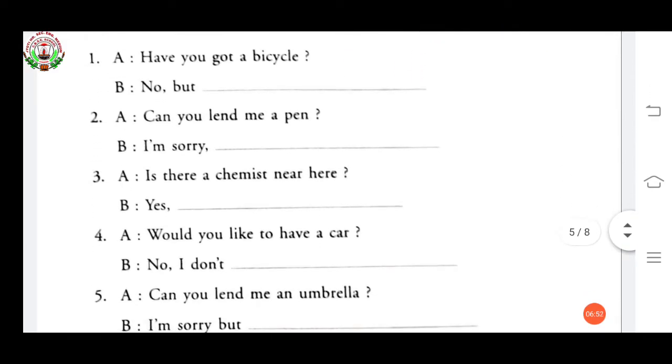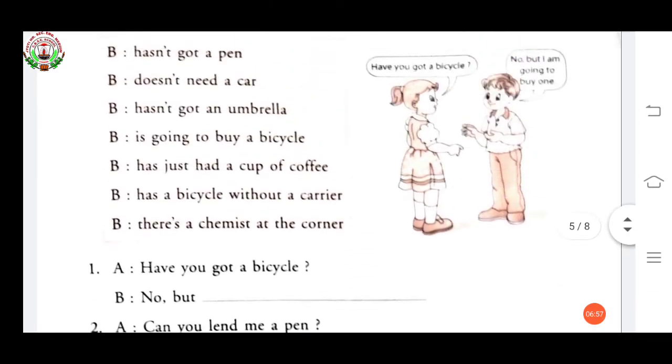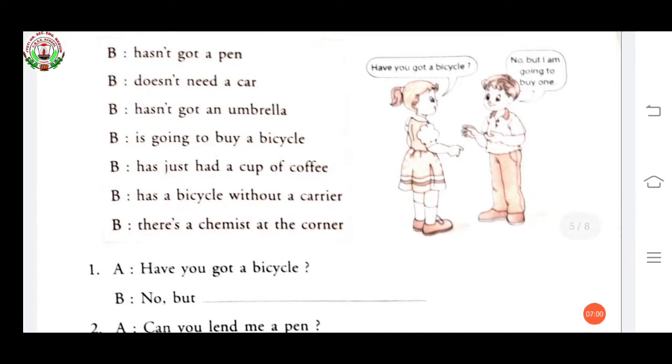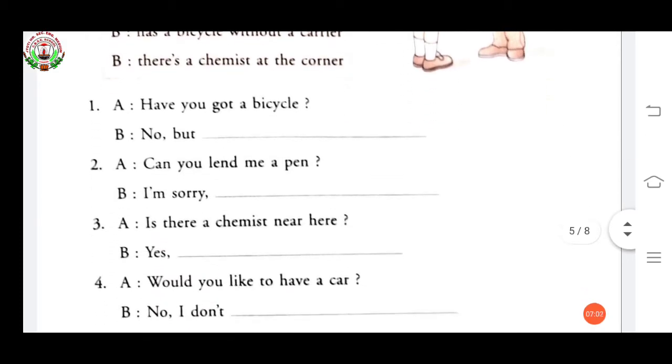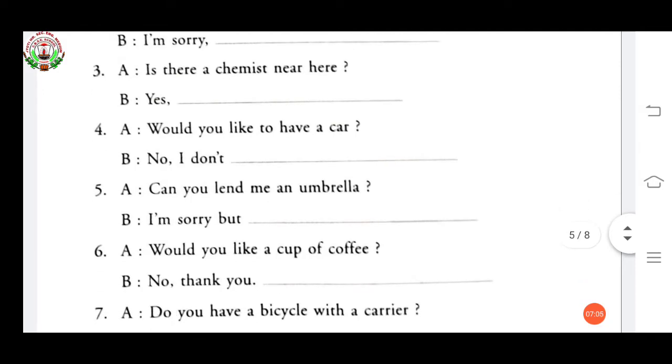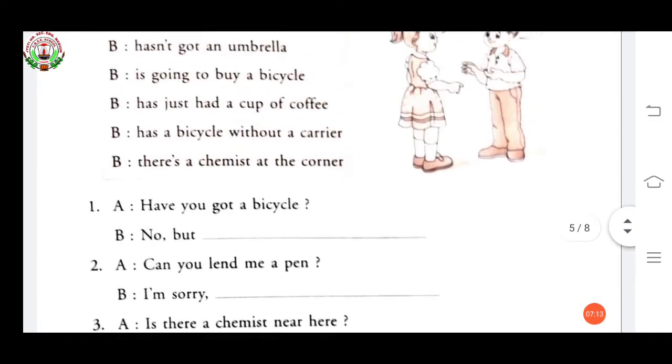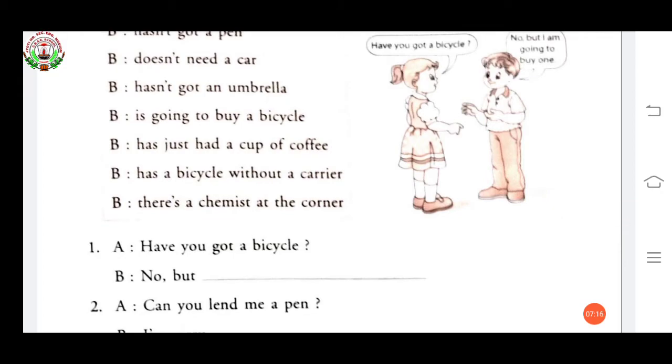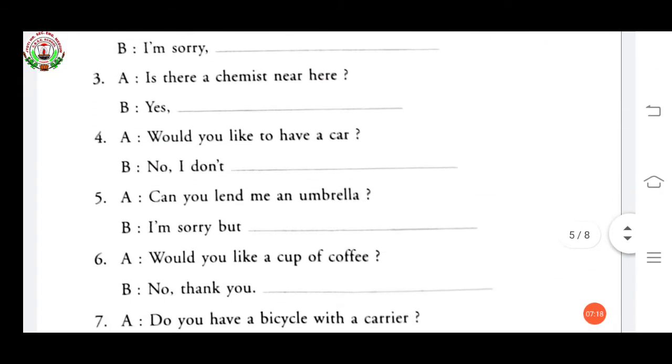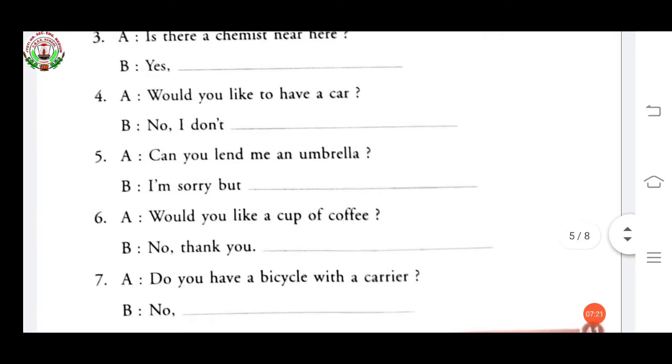Now fourth. Would you like to have a car? No, I don't need one. Now fifth. Can you lend me an umbrella? I'm sorry, but I haven't got one. Would you like a cup of coffee? No, thank you. I have just had one.